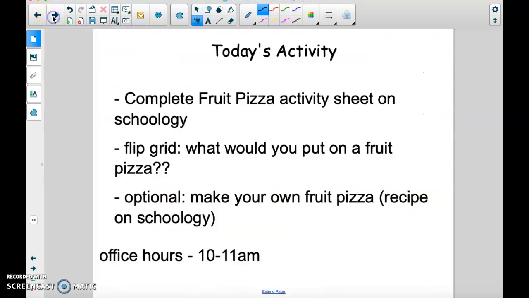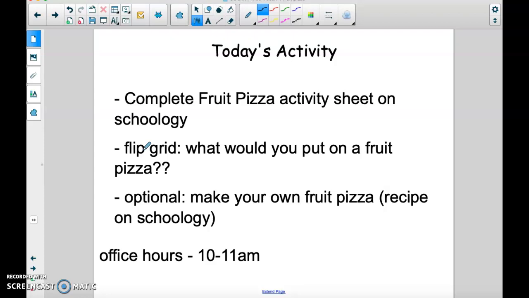And that is today's activity. So you've got that fruit pizza thing. There's also a flip grid. All right, it's just kind of a fun flip grid. If you could make your own fruit pizza, what would you put on it? I'm curious to see what you guys would say. And then I've also put a little recipe for a fruit pizza if you would like to make it.